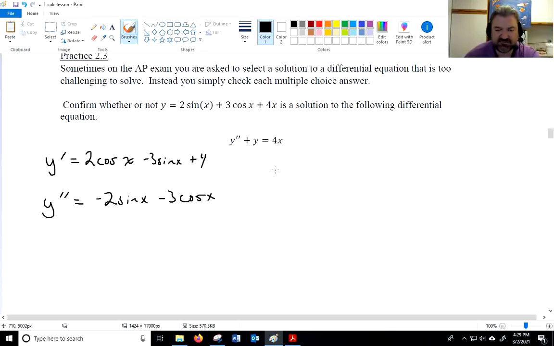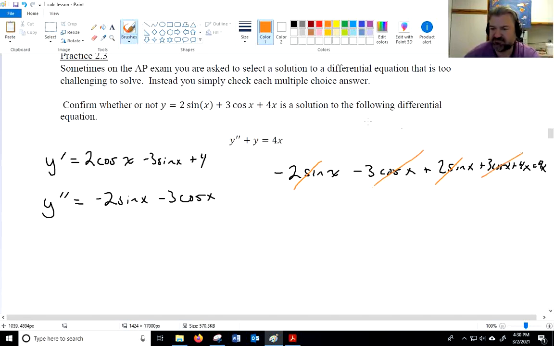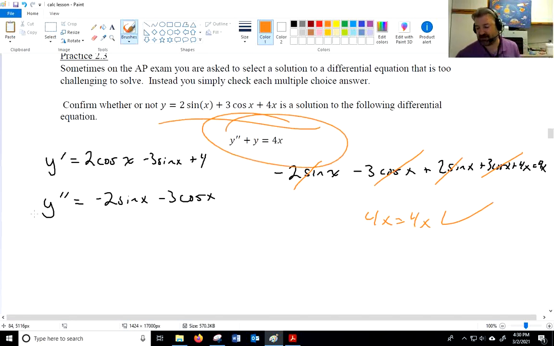So now let's just replace this stuff in here. If I plug in y double prime, I get negative 2 sine x minus 3 cosine x. That's the y double prime. Now I need to add y, which is 2 sine x plus 3 cosine x plus 4x. And this is supposedly supposed to equal 4x. Well, I think you could see that the 2 sine x and the negative 2 sine x cancel out. Same with the negative 3 cosine x and plus 3 cosine x. And I'm left with simply 4x equals 4x, which is a true statement. So this must be the solution. How they get it, we don't need to worry about. But we do know it is the solution.